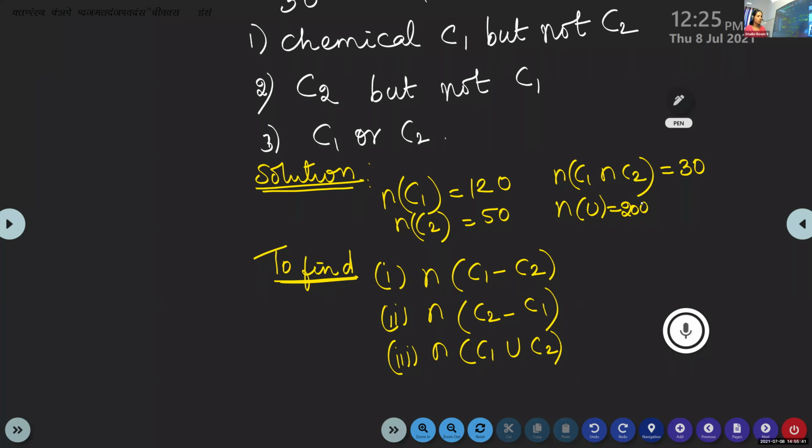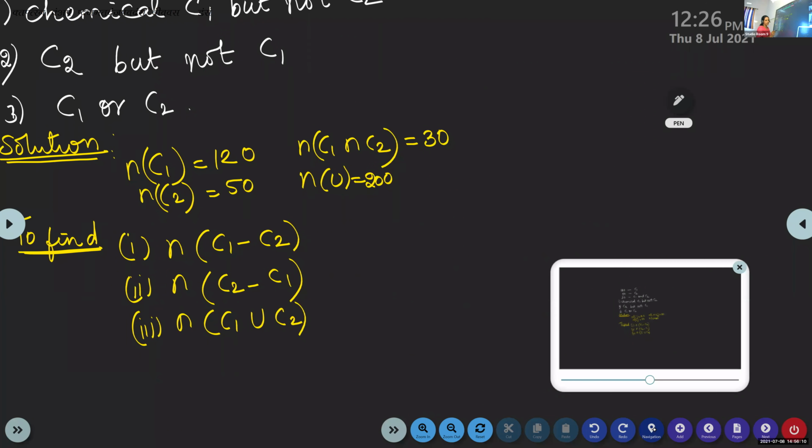Among these 200, a few of them are exposed to C1, a few to C2. So there are some persons that are not exposed to either C1 or C2. So we take that as the universal set. 200 is the total number of people, so we denote that as N of U. Now let us solve the first one. How will you find N of C1 minus C2?